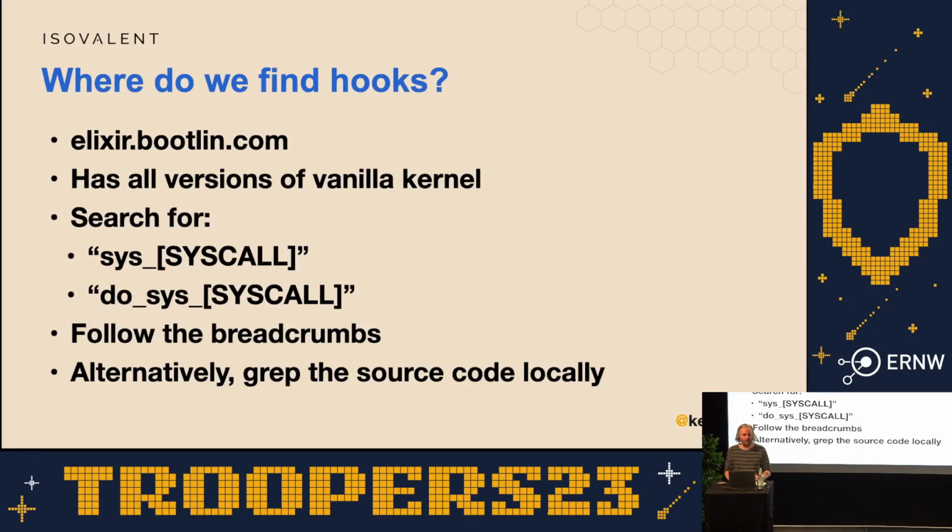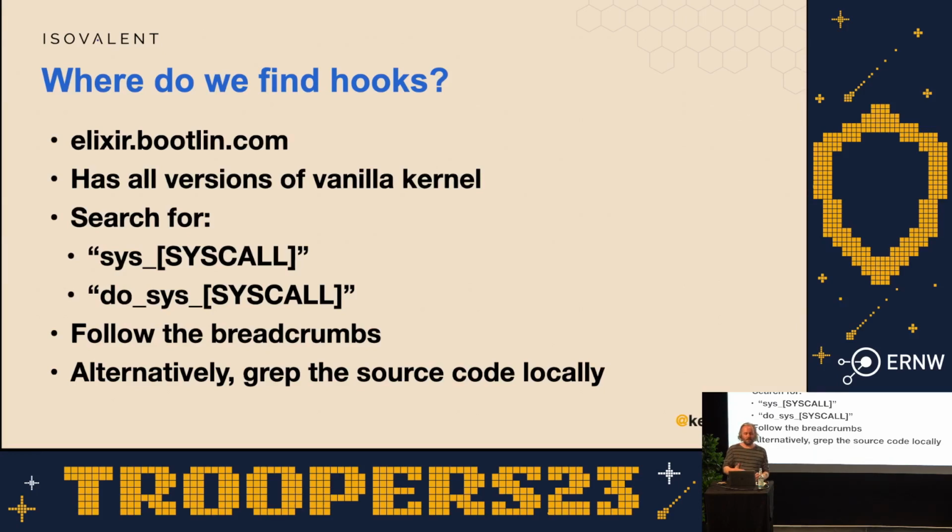Within the Elixir, you might search for sys underscore and then the syscall name, or do sys and then the syscall name, and typically you'll find the entry point for that syscall. From there, you can follow through the functions that get called and find the place where you want to hook. You might not want to hook a syscall itself, because the buffers that are provided to that syscall are user space buffers. They're not owned by the kernel, they could get changed.